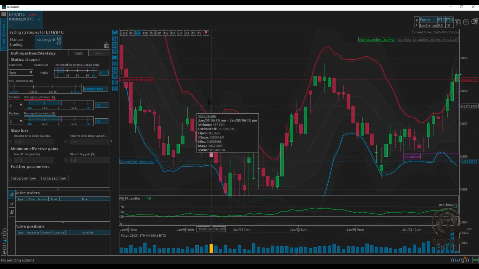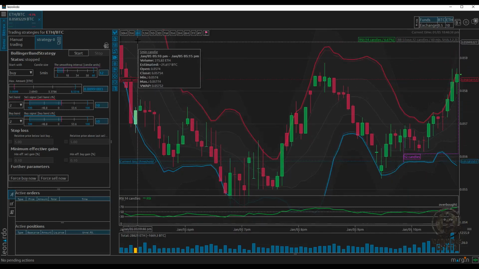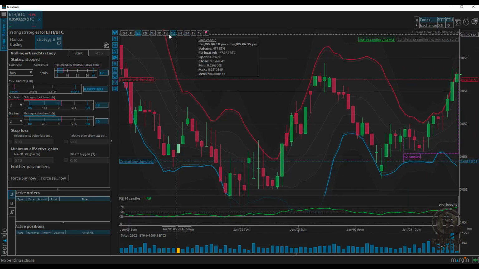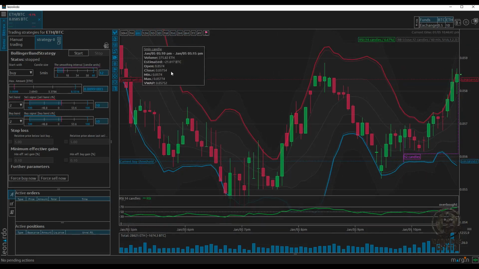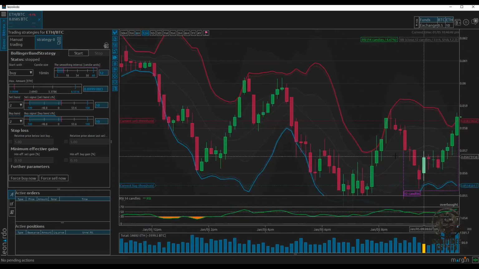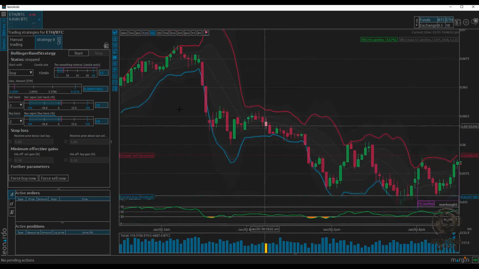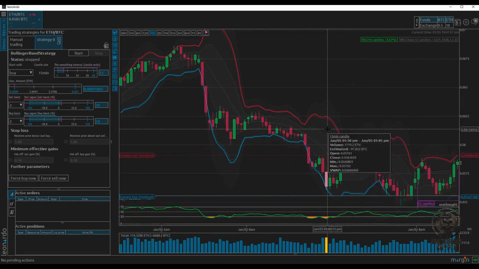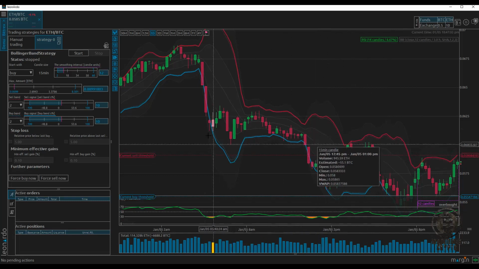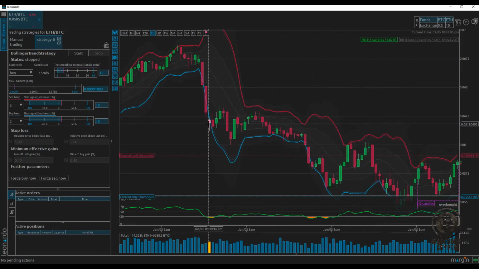Now this is important because it works in conjunction with the time frame window. The 6-hour window here is using 5-minute candlesticks. If you switch to 12 hours, then the candlesticks are 10 minutes. One day display, it's 15-minute candlesticks, so each candlestick is 15 minutes of trading. You have to take that into account when you're strategizing your bot.